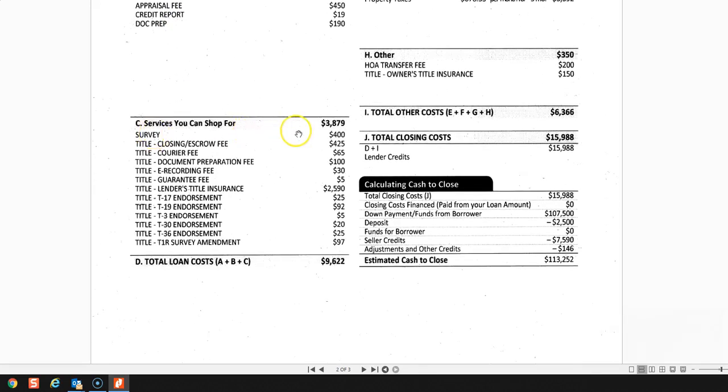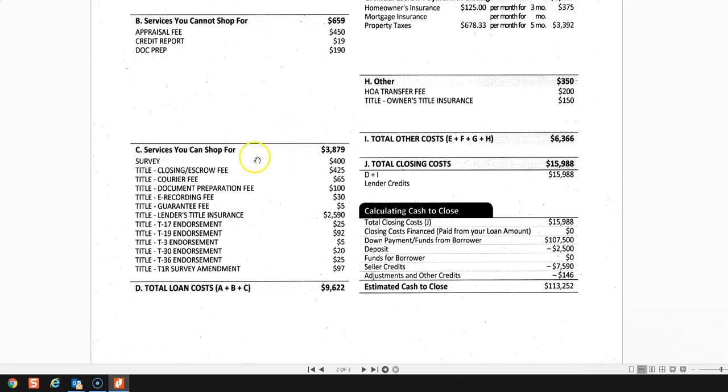Section C is all of the services you can shop for, except that these are typically the title charges, and usually that title company is negotiated on your contract. So even though you can shop for them, if you've agreed to a certain title company, that's usually who you're going to go with. And you can see there's a survey. The survey is always required on a new build, but it is not necessarily required on an existing home if the seller has one and there's been no changes.